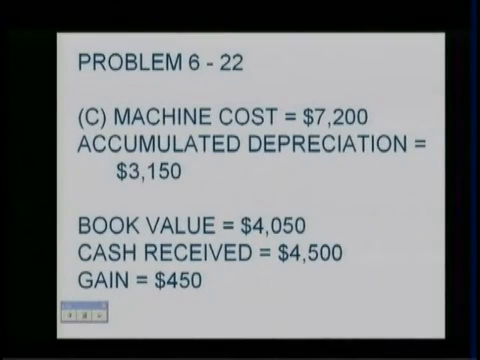Now, if the book value were $4,050 and we sold it for $4,000, we would have a loss because we were receiving less than the net book value of that equipment. So bear in mind, it could be a loss if we receive less than book value. It would be a gain if we receive more than the book value.